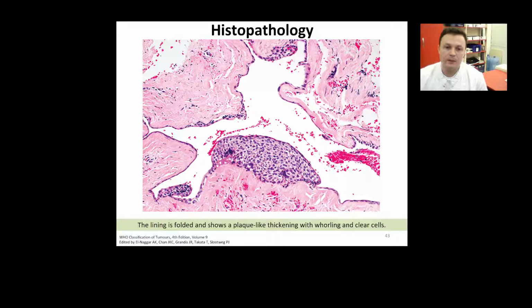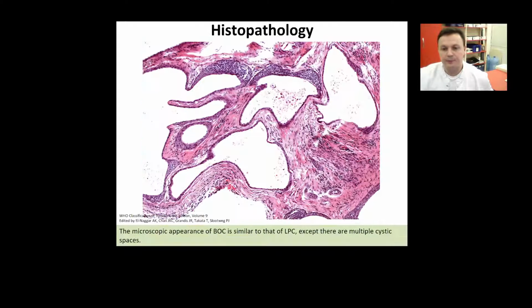The microscopic appearance of BOC is similar to that of LPC, except there are multiple cyst spaces. Prognosis and prediction: LPCs can be treated by enucleation without the removal of the adjacent tooth or teeth. Recurrence of a simple unilocular cyst is rare, but recurrence is documented in as many as 20% of BOCs, probably due to the multicystic nature of the lesions.